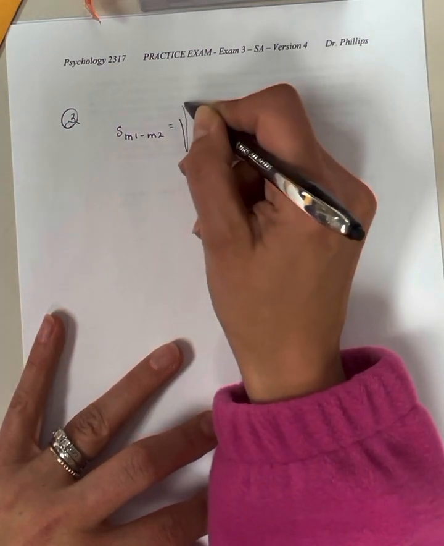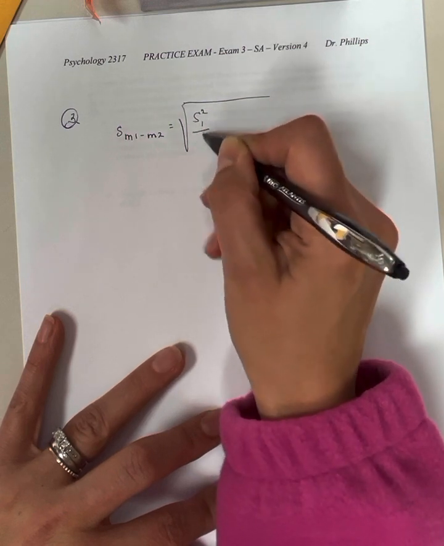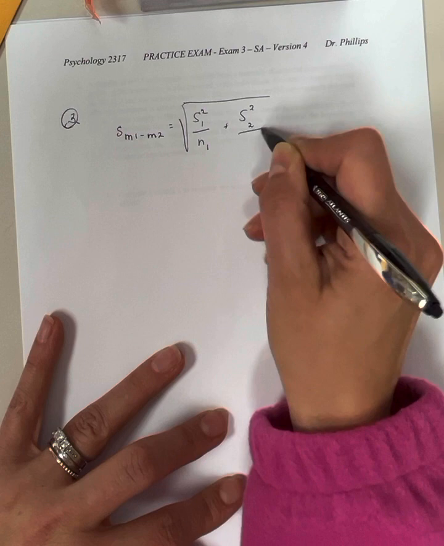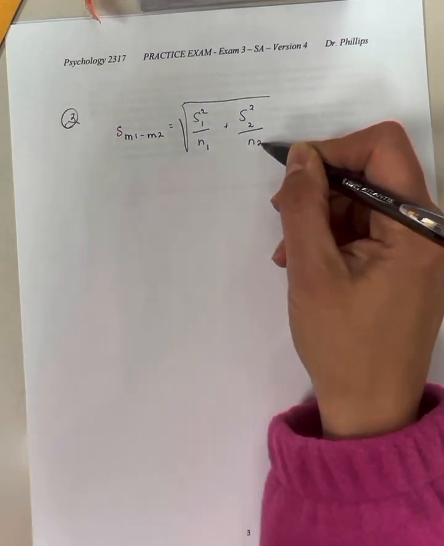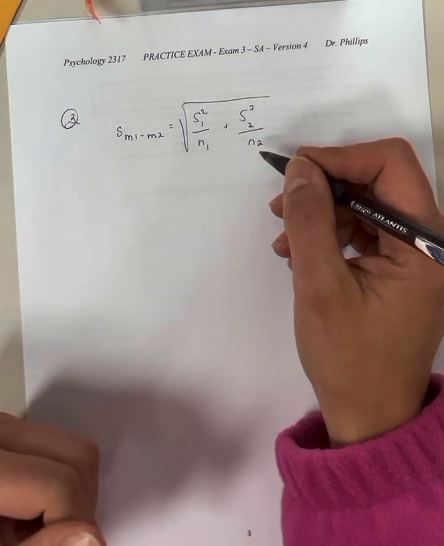And to calculate this, we take the variance of group 1 divided by n1 plus the variance of group 2 divided by n2. Except we don't have variance. We were given sum of squares.